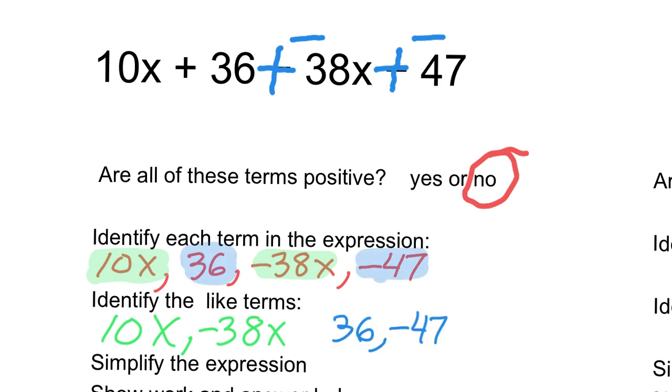My other set of like terms in this expression are my constants. A constant, just a number, no variable. So I have 36 and 47. They are like terms because they do not have a variable. They're just called a constant.